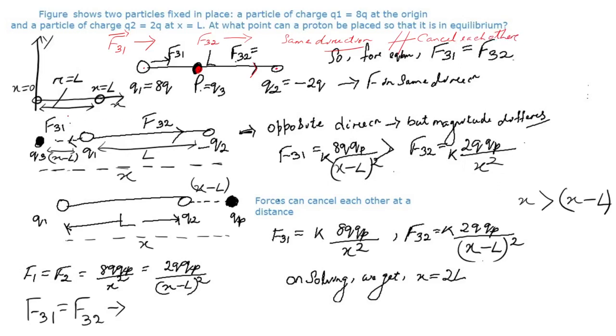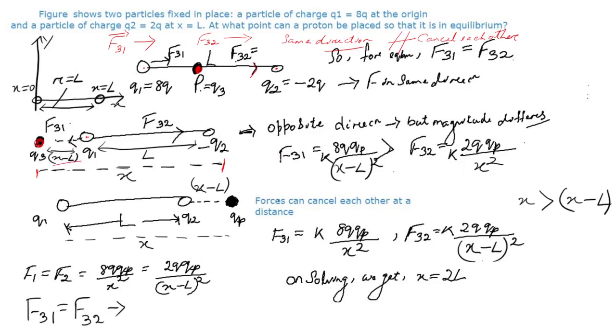Now let us assume the proton to be placed towards the left side of the charge q1. Consider the distance between the charge q3, the proton, and q2 to be x, and we know the distance between q1 and q2 is L, as given in the question. So what will be the distance between q1 and proton? That should be x minus L.